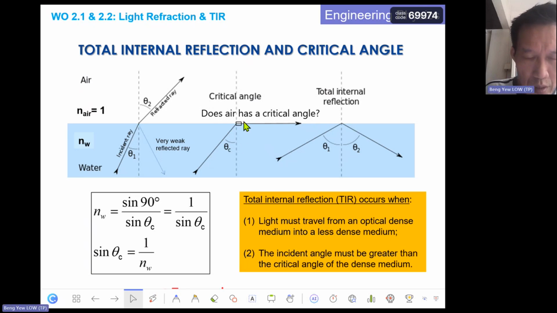So now 90 degrees is the incidence angle, and the ratio should be sine 90 over sine theta c. The next question is, does this ratio equal the refractive index of the second medium? And the answer is yes, since the first medium is air. Therefore, we equate the refractive index of water to sine 90 degrees over sine theta c. And simplifying the equation gives us sine theta c equals 1 over the refractive index.